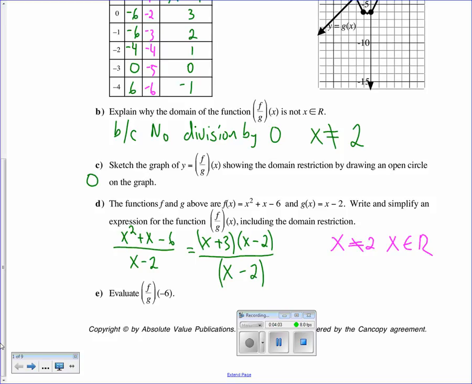Evaluating f divided by g at minus 6, it's nice if I can just use the simplified result. The simplified result being x plus 3. This actually simplifies into x plus 3, because x minus 2 and x minus 2 cancel. So I can evaluate f divided by g at minus 6 by plugging minus 6 into the statement and generating a minus 3. I'm going to go back and build that graph. Give me a minute.